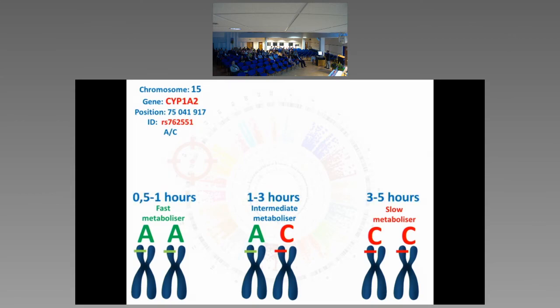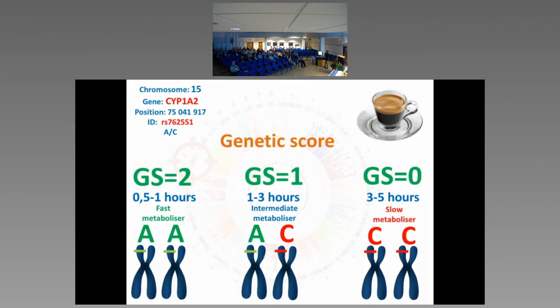And if you are a fast metabolizer, you can deal with the coffee in an hour. If you are a slow metabolizer, you deal with coffee for 3 to 5 hours. So what does it mean? If I ask the model, am I good at digesting coffee? I can give you something like a genetic score. So if you are a fast metabolizer, I give you 2 points because you are really good at detoxification of caffeine. And if you are a slow metabolizer, I give you 0.